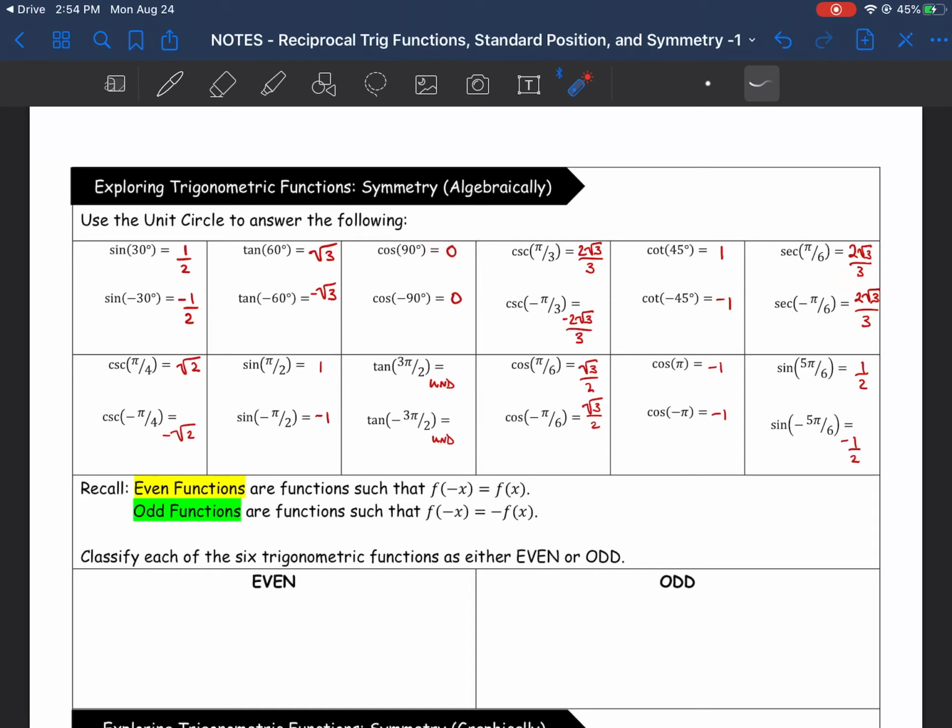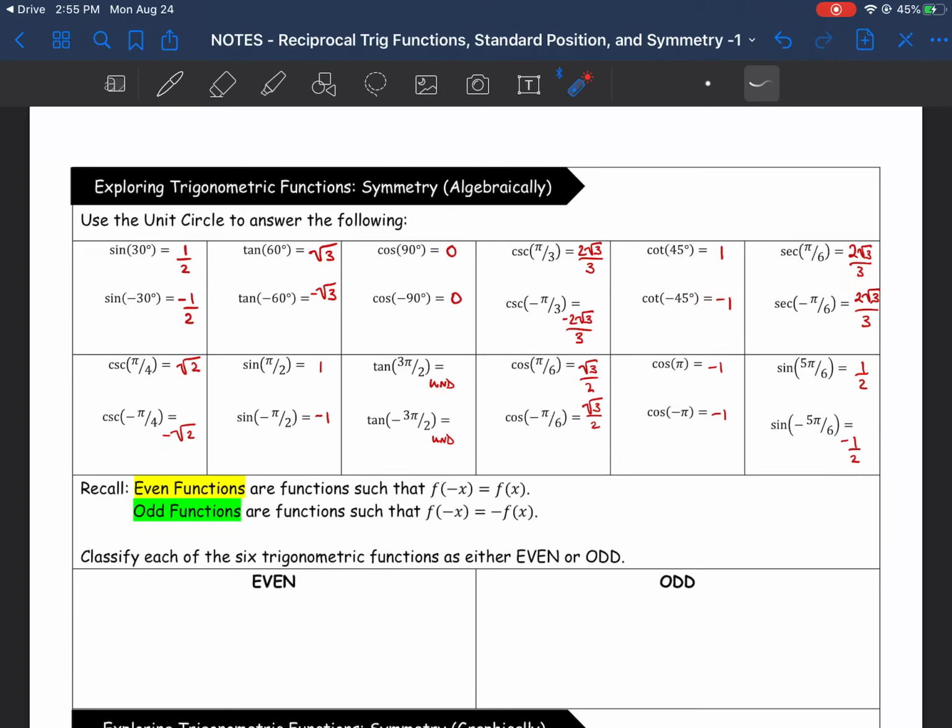The cosecant of pi over 3 is 2 root 3 over 3. The cosecant of negative pi over 3 is negative 2 root 3 over 3. Also, looking at the cotangent of 45 degrees is 1. The cotangent of negative 45 degrees is negative 1. And so on and so forth.